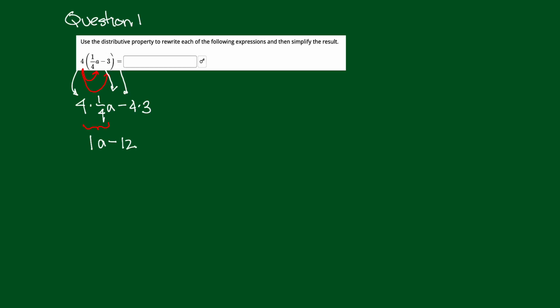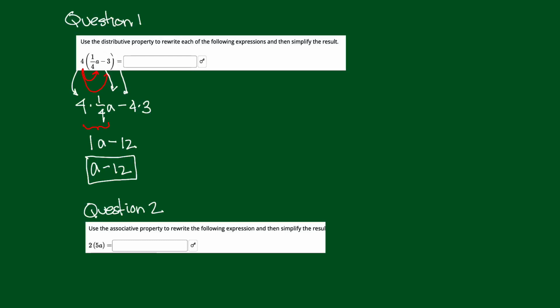Right now, I'm using the order of operations. I've got a multiplication, a subtraction, and a multiplication. So I'm going to do the multiplication first. 4 times 1/4 is a 1, and I still have multiplied by the a. Then I've got 4 times 3 is 12, and I've got minus that. Now, I don't really need this 1 here, so I'm going to eliminate that. So I'm just going to write this as a minus 12.